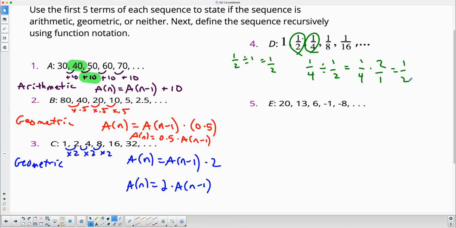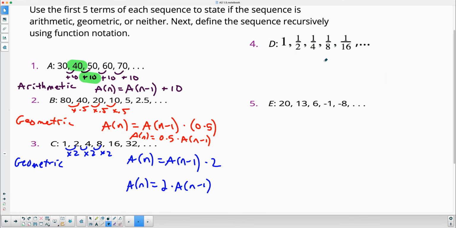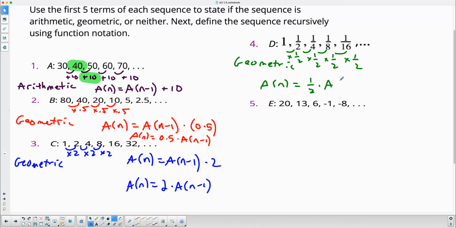If you get the same number over and over again, we know it's geometric. So you could divide all of those there. We're going to get 1/2. So we obviously know it's geometric. It's times 1/2, times 1/2. If I want to find the nth term, I take 1/2 times the term before the nth term, which is the n minus 1 term, and there you go.